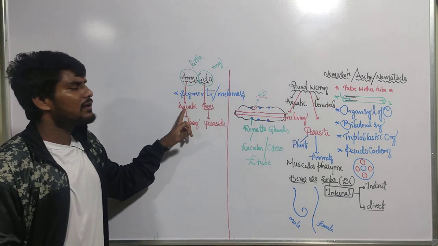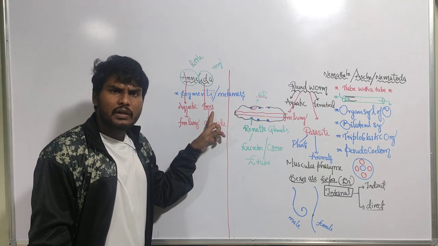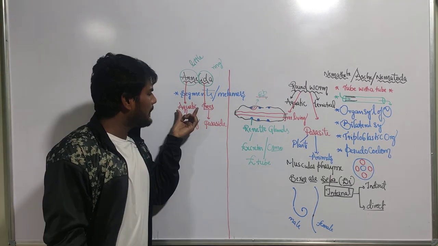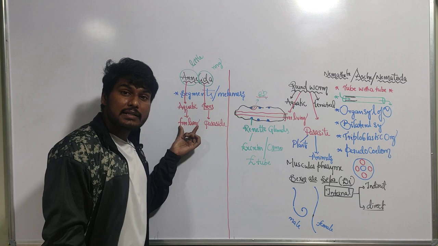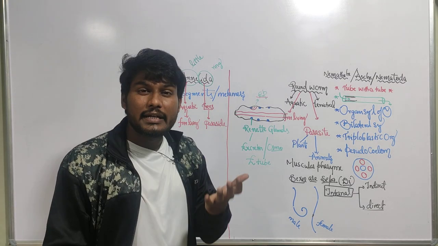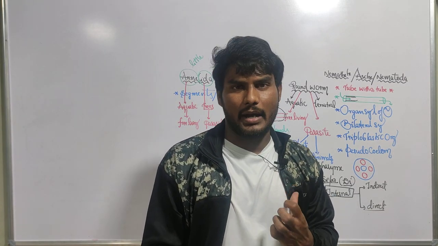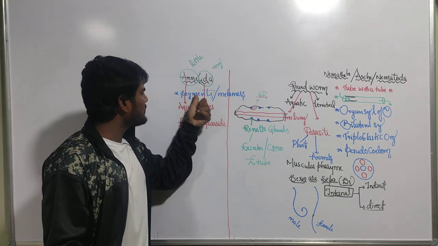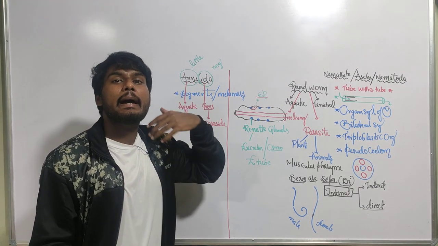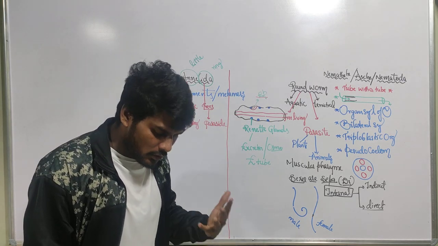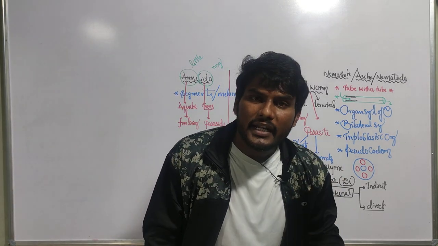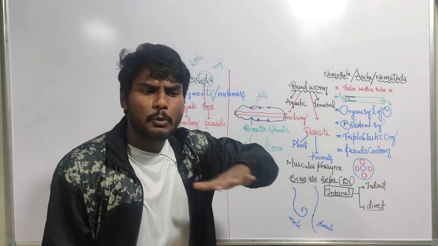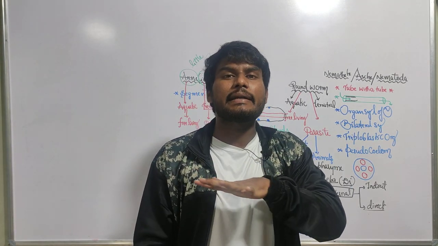So, annelids are aquatic, and they are also present in terrestrial habitats. Aquatic means both marine water and fresh water. Some of the annelids are free living and some are parasites. The body of these annelids is divided into a number of segments, and the process of showing segments is called metamerism. Another name for segments is metamers.